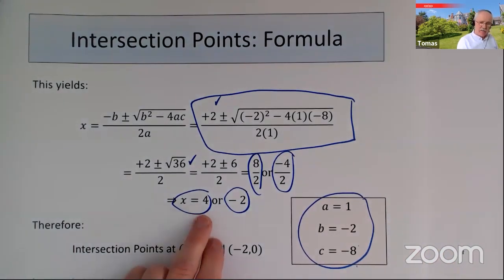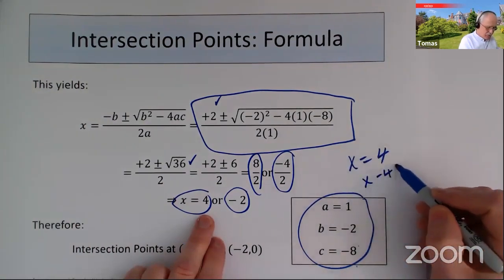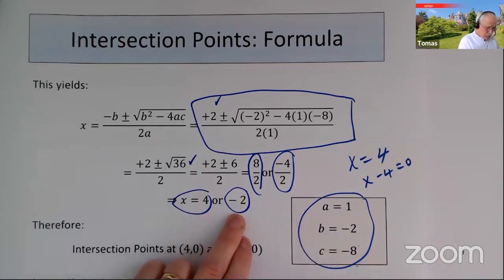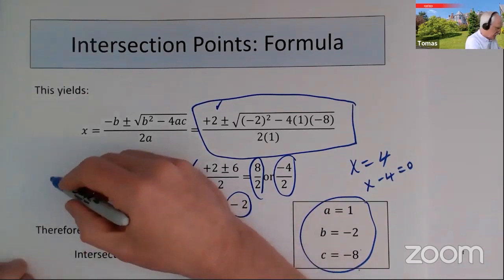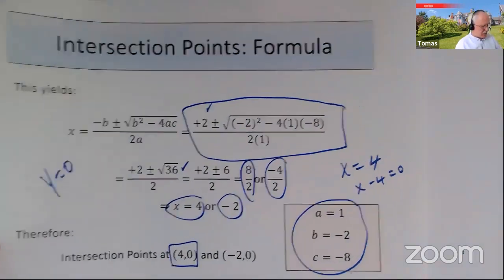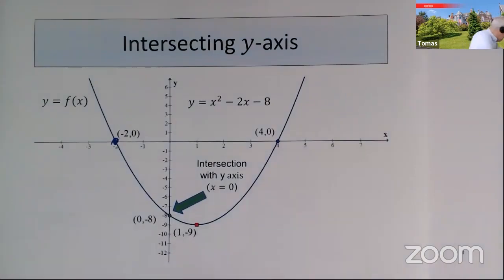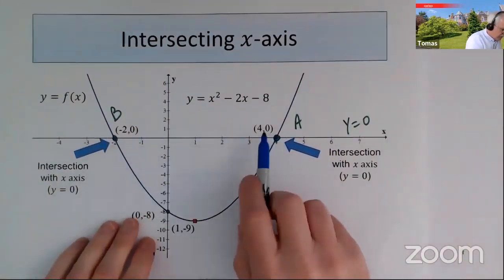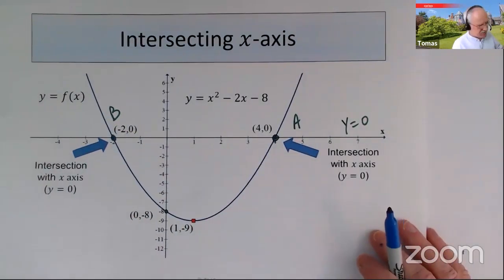So again, I get exactly the same roots. X is 4 is a root. X minus 4 equals 0 must be a factor. Minus 2 is a root. The intersection points must be (4, 0) and (minus 2, 0) because we were told that y was 0. There we have it, the intersection points. We know that the intersection points A and B are (4, 0) and (minus 2, 0). So that's intersecting the x-axis.